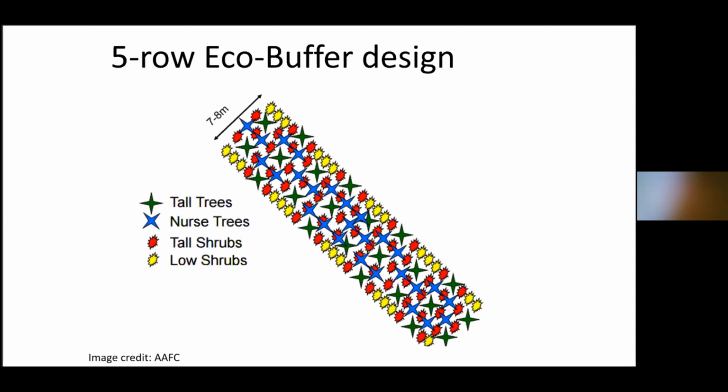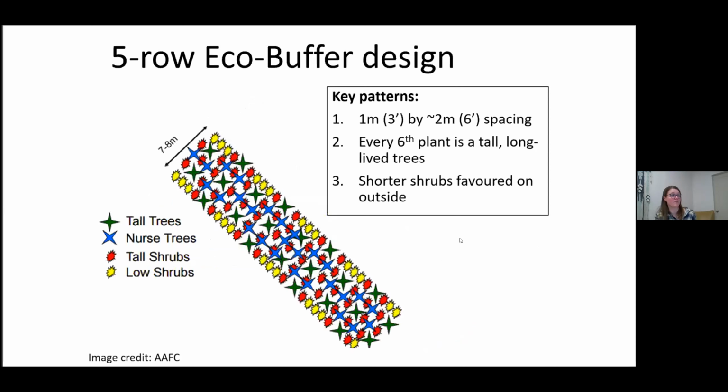So planted quite dense. This eco-buffer here, key patterns, 1 meter by 2 meter spacing. Every 6th plant is tall, so you can see those blue X-shaped trees. Those nurse trees are tall, as well as the tall green trees there. And then you've got your shorter-lived shrubs, and those are favored on the outside of your eco-buffer. So the shorter-lived species are favored on the outside to create that dome shape that you're always looking for.